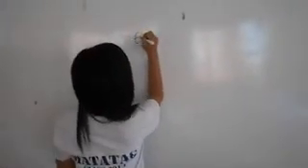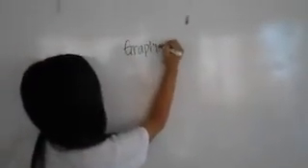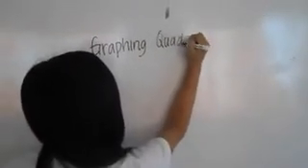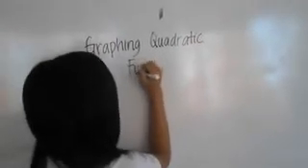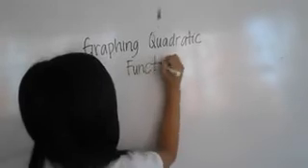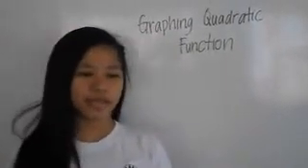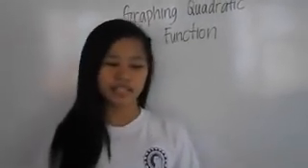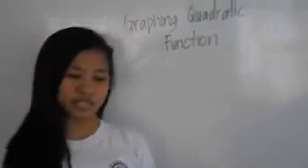How to graph the quadratic function. First, find the coordinates of the vertex, then determine the axis of symmetry. Next, determine the direction of the opening of the graph. Last, make the table of values.